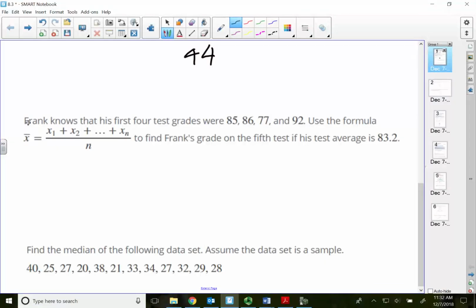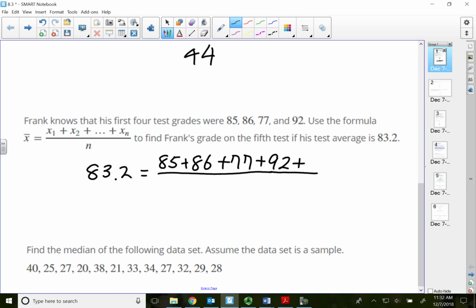Frank knows that his first 4 test grades were 85, 86, 77, 92. Use the formula, which is how we calculate the mean or sample mean: add them all up and divide by so many we added, to find Frank's grade on the 5th test if his average is 83.2. Basically we can set up his average, 83.2, which is equal to the first four tests added up, and then we add on the fifth one, which we'll call x sub 5. That's referring to the fifth test that we don't know, divided by 5 tests. Now we solve for x sub 5.